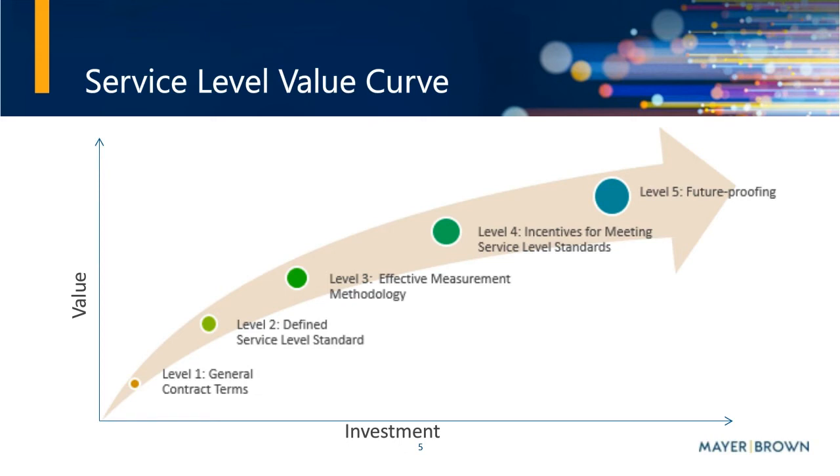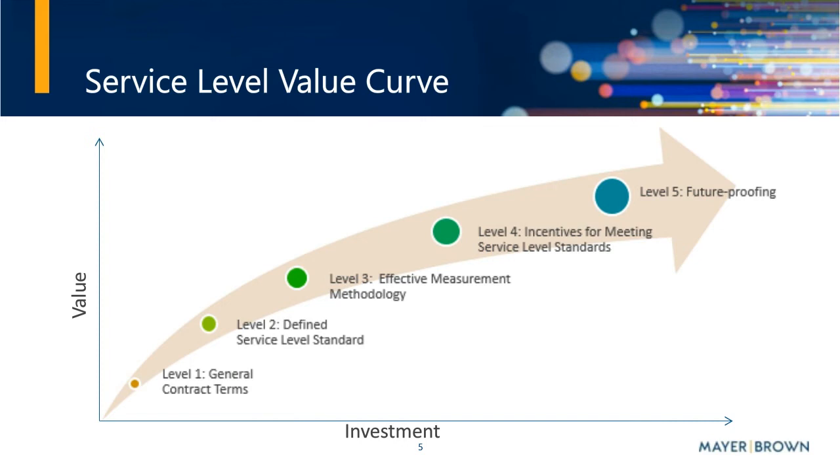Level 1 is merely general commercial contracting terms, what we all learned in law school. Less investment, relatively little value, but the structure that's been around for millennia. At level 2, though, the parties have invested in defining a service level standard and expected performance. Level 2 is a critical step forward and creates the ability to have the conversation between the customer and supplier about performance. However, the conversation may be about numbers, but not agreed or trusted numbers.